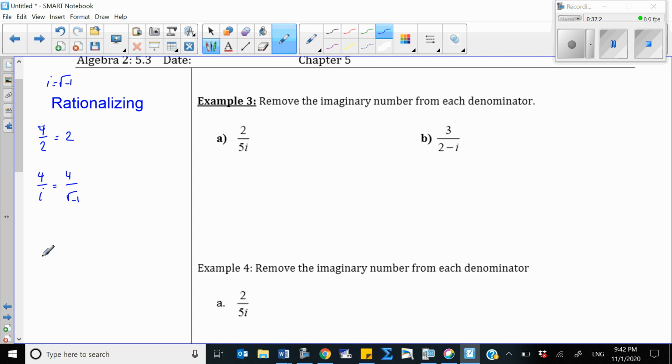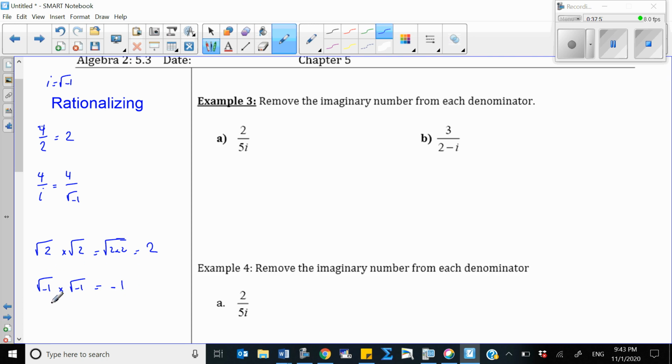So let's see how we do that. Another example: if I have radical 2 and I multiply it by radical 2, this will be the square root of 2 times 2. Because I have a perfect square, this can be simplified as just 2. So if I multiply a radical by itself, I can get rid of the radical. The same is true here: if I have radical negative 1 and multiply it by itself, I get rid of the radical, and it's equal to negative 1.